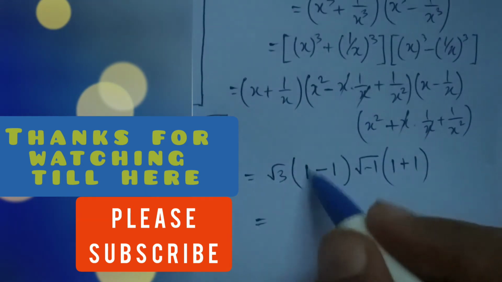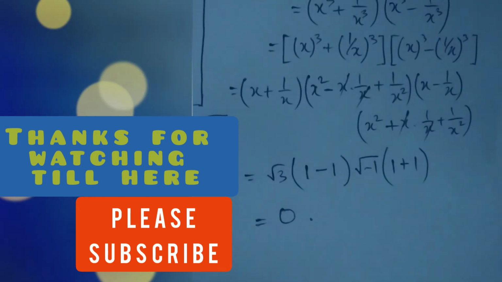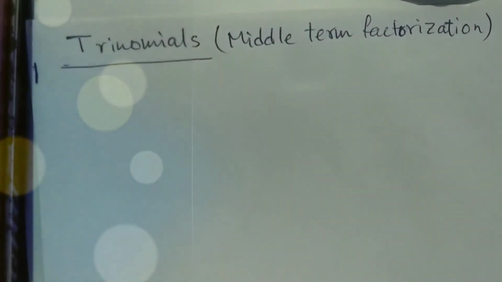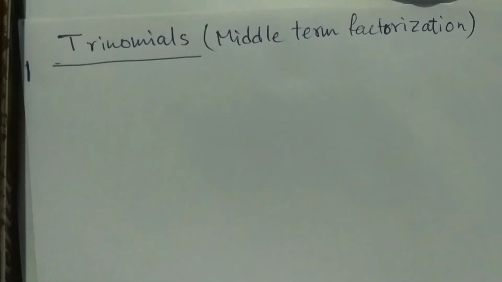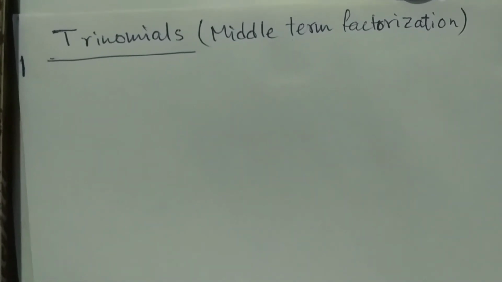If you put 1 minus 1, it means 0. So 0 into anything will become another 0, so 0 will be the answer. I think you have understood what I did. Okay, so without wasting our time, we will move to our next topic, trinomials, and using middle term factorization.